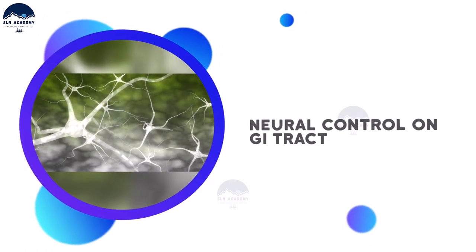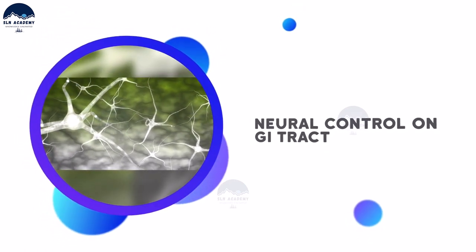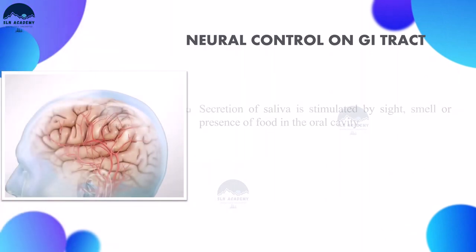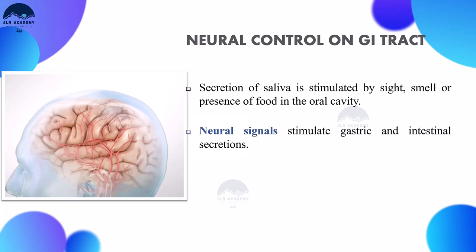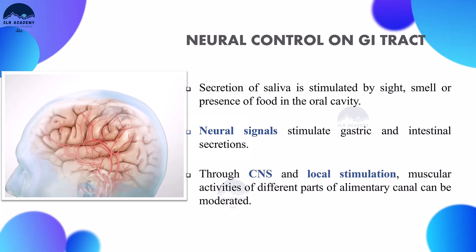Neural control on GI tract. Secretion of saliva is stimulated by sight, smell, or presence of food in oral cavity. Neural signals stimulate gastric and intestinal secretions. Through CNS and local stimulation, muscular activities of different parts of alimentary canal can be moderated.